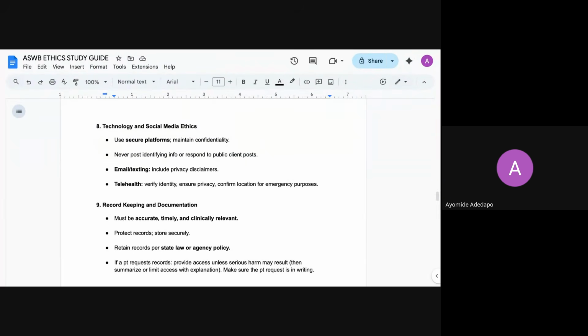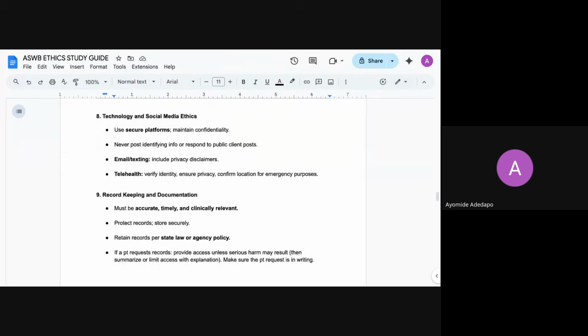Okay, so that is something too, because they want to make sure that you know and you understand what it is. Um, what else? Yes, I think that's all I want to say about technology and social media.